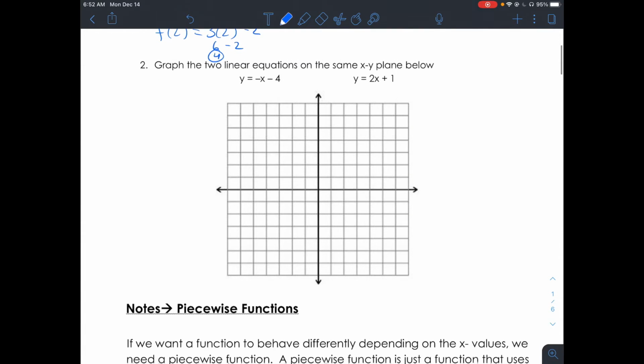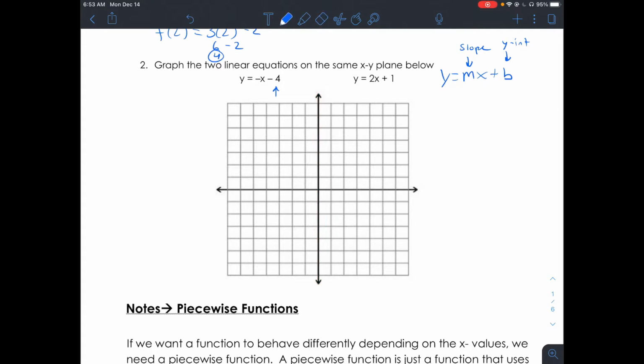All right. For number 2, it says graph the two linear equations on the same plane below. First off, let's talk about linear equations. One very common, useful form of a linear equation is slope-intercept form, which is y equals mx plus b. M is your slope, and b is your y-intercept. If I wanted to graph this first one, I would recommend starting with the y-intercept when it's in this form. That tells me where the line hits the y-axis.